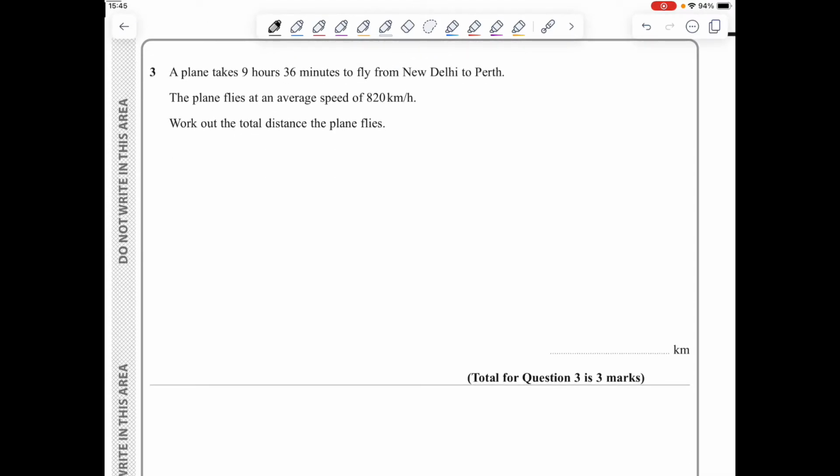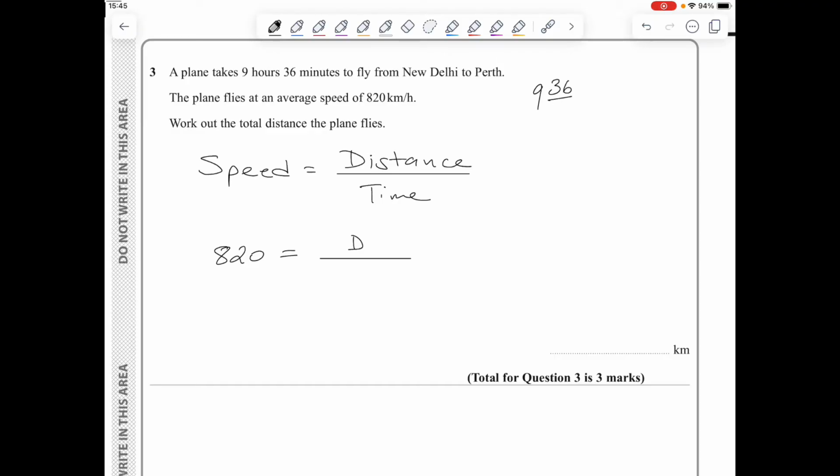For question 3, I'll use the formula speed equals distance over time. Speed is 820, distance is unknown, and now my time is 9 hours and 36 minutes. Now be careful, this is not 9.36. 9 hours and 36 minutes can be written as a mixed fraction.